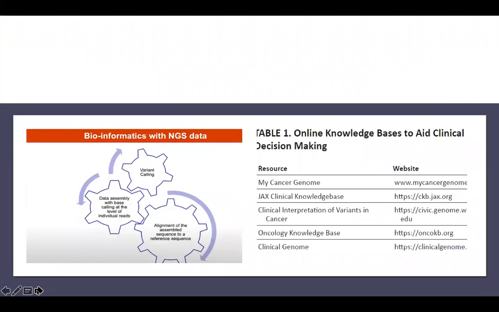The next step is alignment and analysis of data. The alignment of the assembled sequence is then compared with the reference genome, and this data is analyzed and the variants are compared with the available knowledge. There are various online tools that can help to aid clinical decision making. There are various websites like My Cancer Genome, JAX Clinical Knowledge Base, the Clinical Interpretation of Variants in Cancer, Oncology Knowledge Base, and ClinGen. So the results can be checked in these websites and they can help in our decision making.